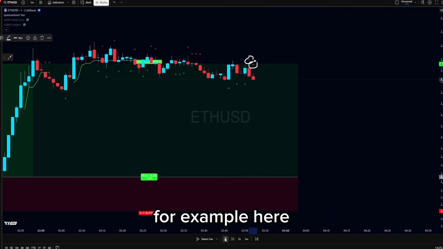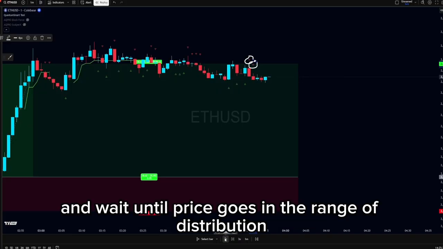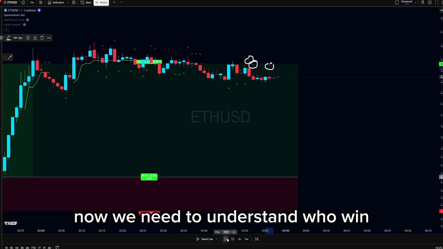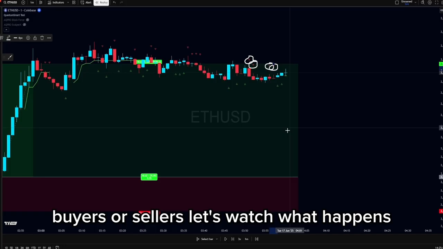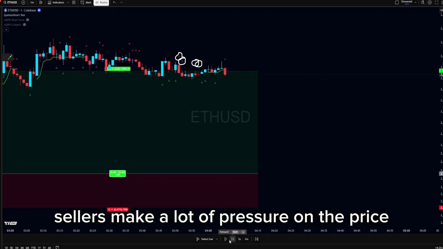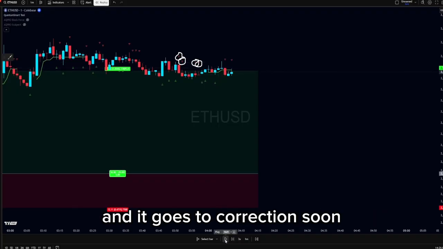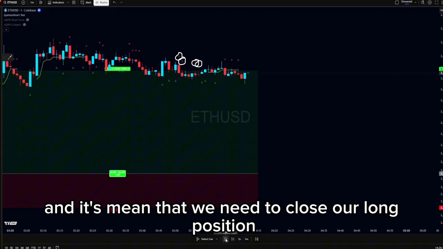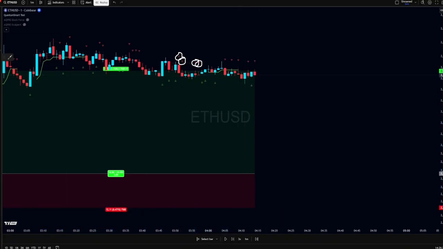For example, here we stay in a long position and wait until price goes into the range of distribution. Now we need to understand who wins, buyers or sellers. Let's watch what happens. If we see a lot of red triangles, we can say that potentially sellers are putting a lot of pressure on the price, and it will go into correction soon. And that means we need to close our long position, because sellers win.